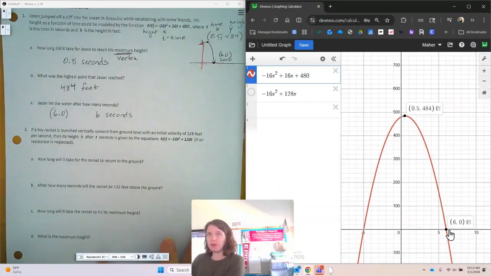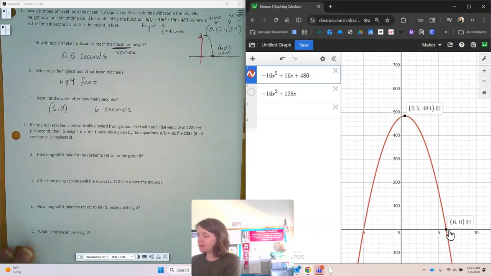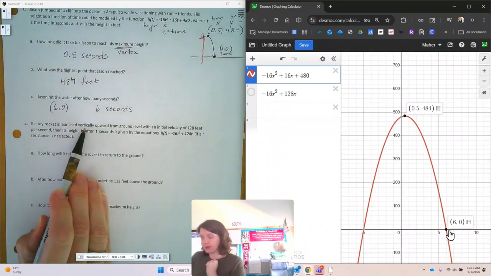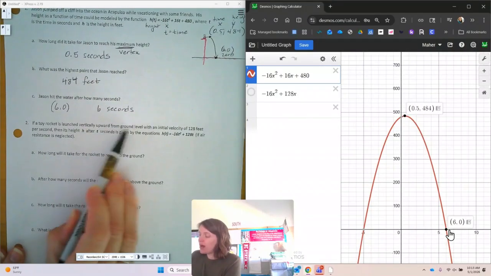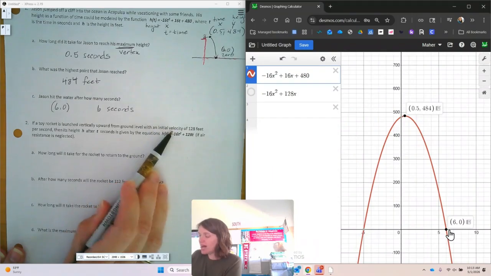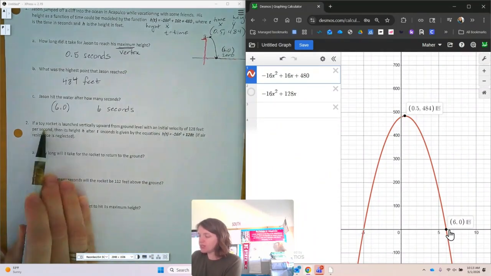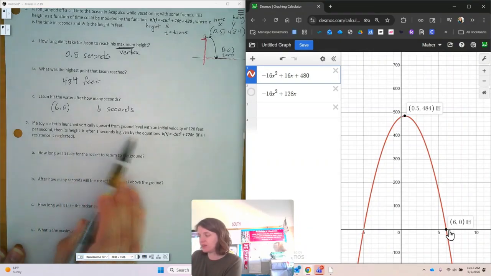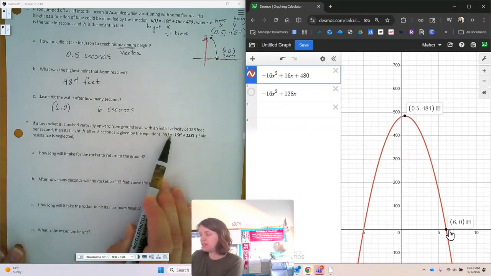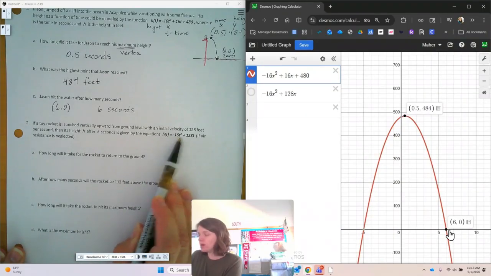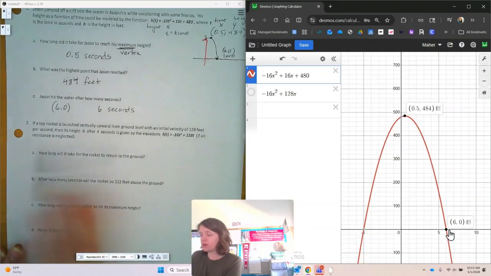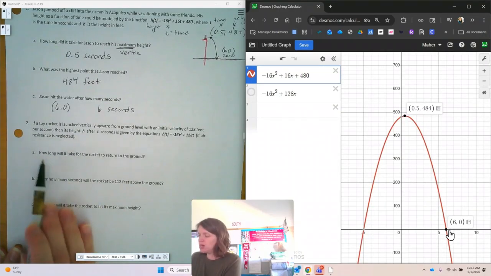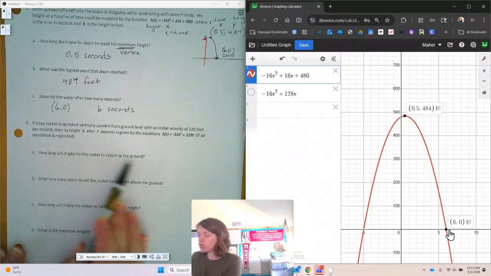All right, so the second problem, I'm going to go through one more and then you guys can do the ones on the back. If a toy rocket is launched vertically, that means up, right, straight up, from the ground level with an initial velocity of 128 feet per second, and then its height, h, after t seconds is given by the equation h(t) = -16t² + 128t if air resistance is neglected. So we're not paying attention to the air resistance. So how long will it take for the rocket to return to the ground?